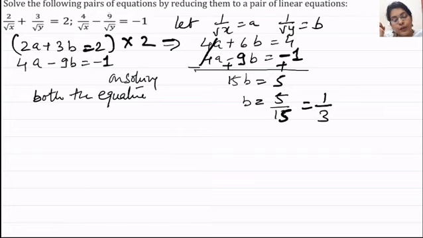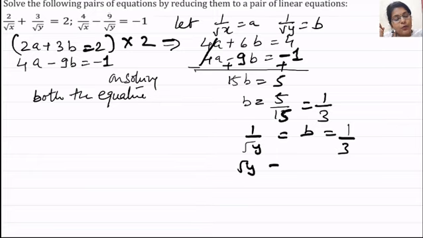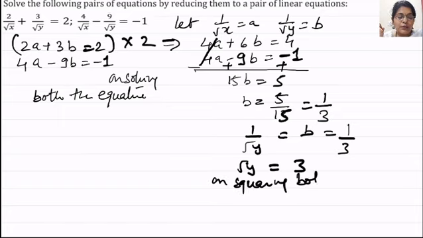And what have we assumed over here? Value of b we have assumed 1 upon root y is equal to b. So here 1 upon root y is equal to 1 upon 3. So what do we get? Root y is equal to 3. So on squaring both the sides, it becomes y is equal to 9. I hope you have got this.